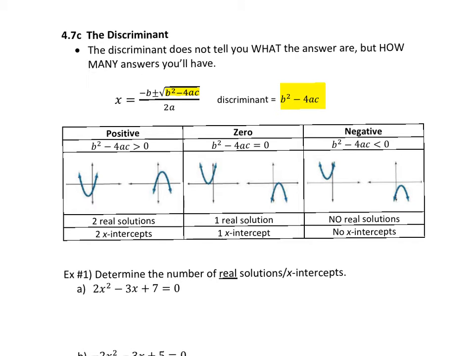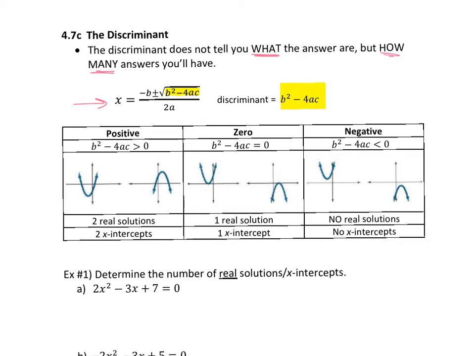All right, this is 47C, which is the discriminant. So this is going to look similar to the quadratic formula. It's actually just a piece of the quadratic formula. It does not tell you what your answers are, but it tells you how many answers you're going to get. Okay, so here's the quadratic formula.